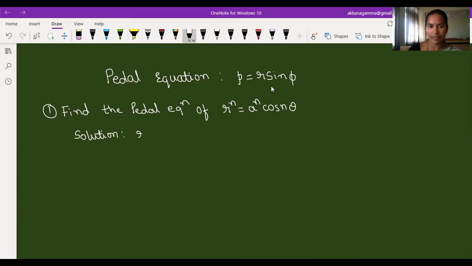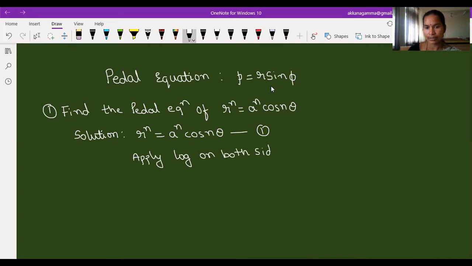The given curve is r to the power n equal to a to the power n into cos of n theta. I'll call the given equation as equation number 1. As I said, the first step is to apply the logarithm function. Apply log on both sides of equation 1.